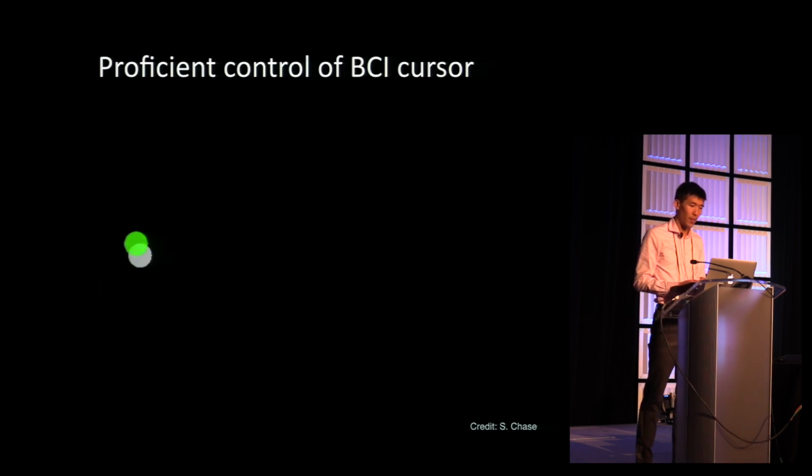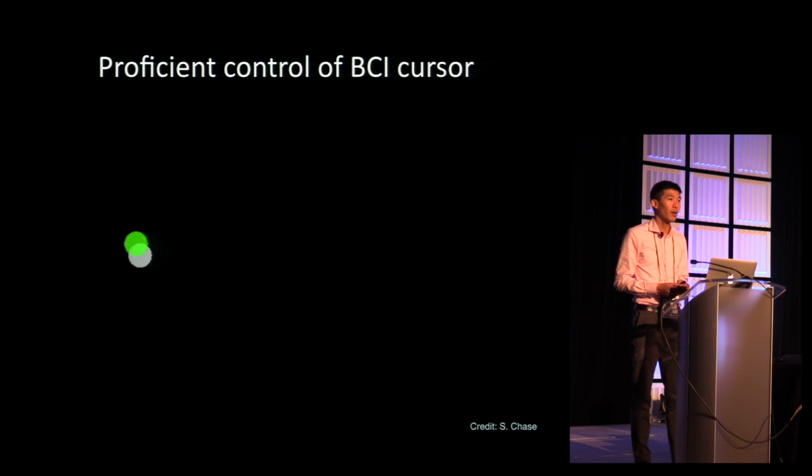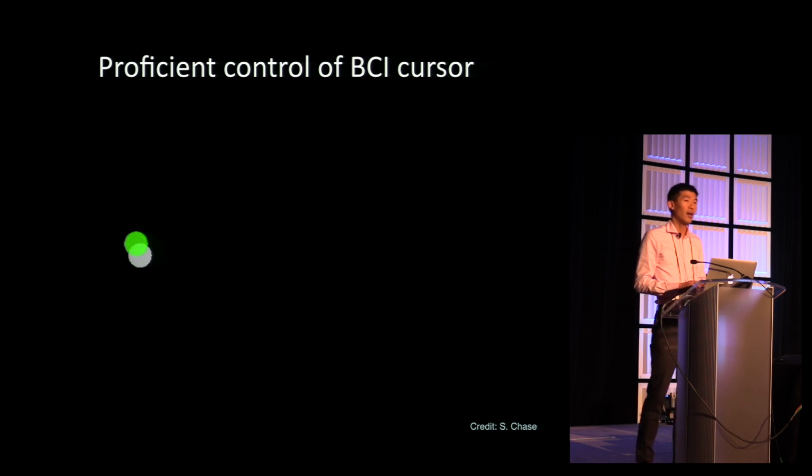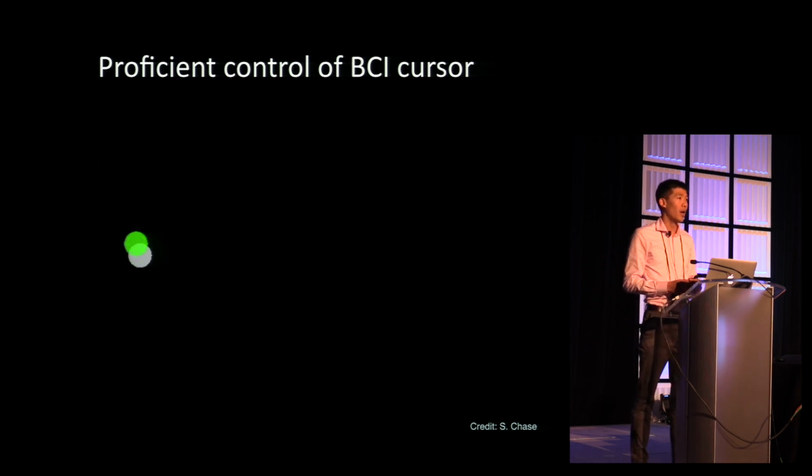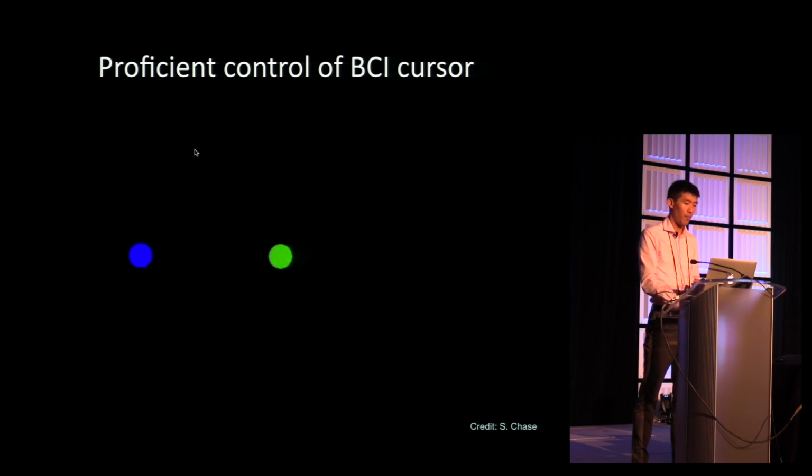I'm going to show you a video that is typical of very good cursor control used by a monkey with a Utah array implanted in the primary motor cortex.